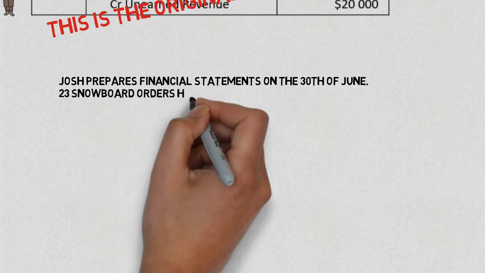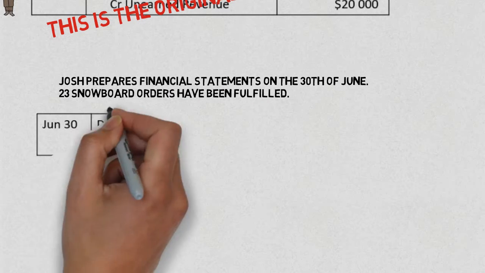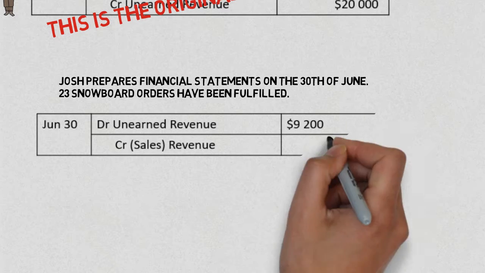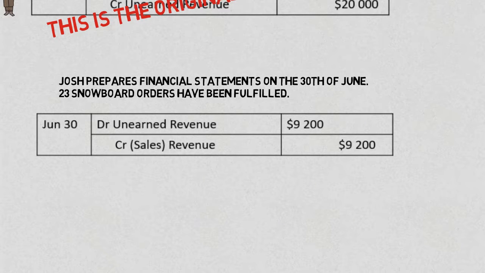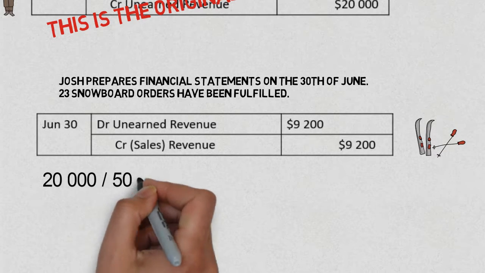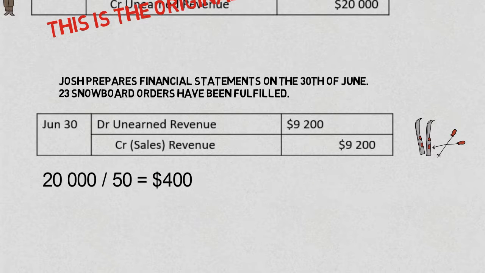Josh prepares financial statements on the 30th of June. 23 snowboard orders have been fulfilled. This is how it looks on the general journal on the 30th of June. We debit unearned revenue for $9,200 as we are decreasing the liability, and we credit revenue for $9,200 as we now have earned the revenue.